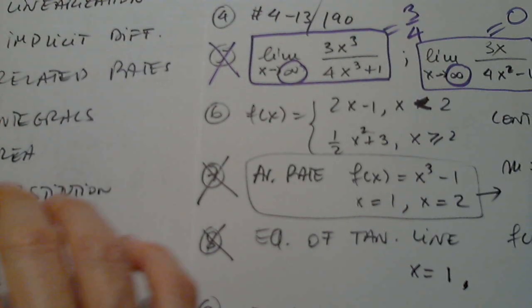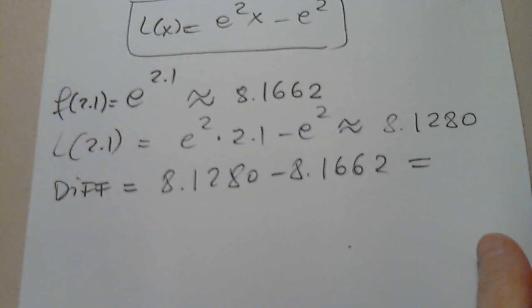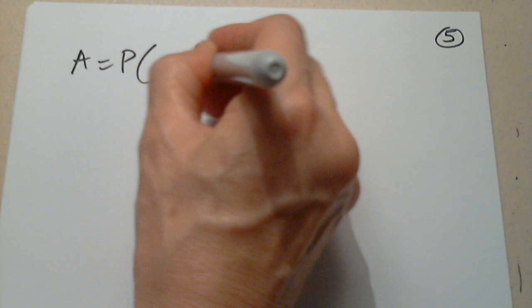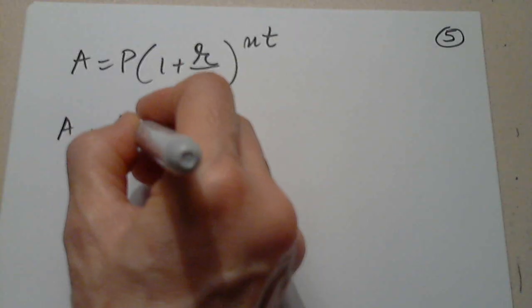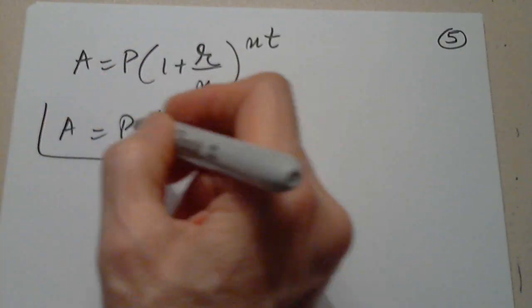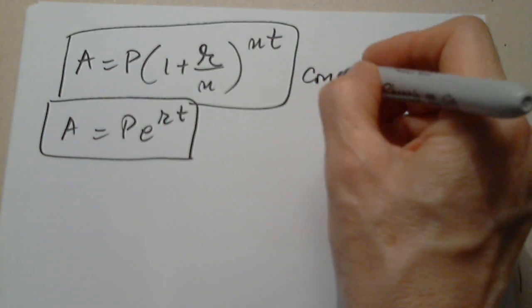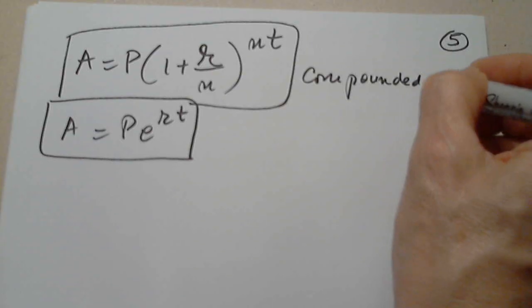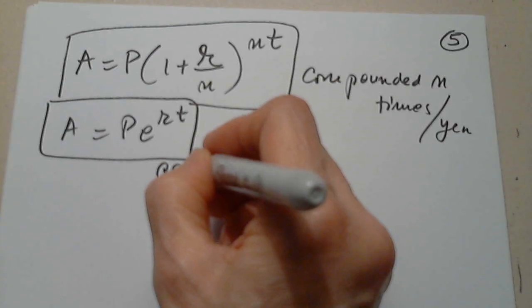We do 10. Interest compounded continuously. Very good. So there are two formulas that we need to remember. A equals P times 1 plus r over n, to the nt. And the other one is A equals P e to the rt. The first is compounded n times per year, and the second is continuously.